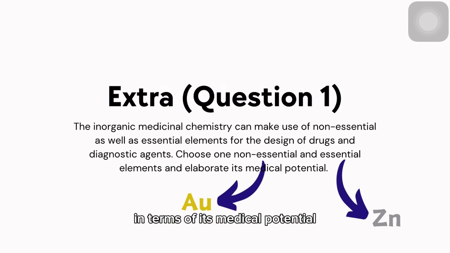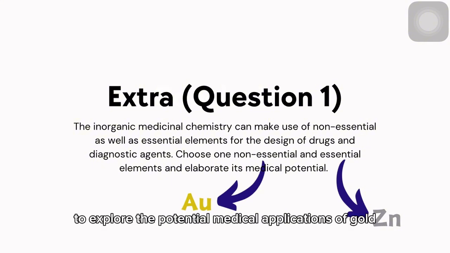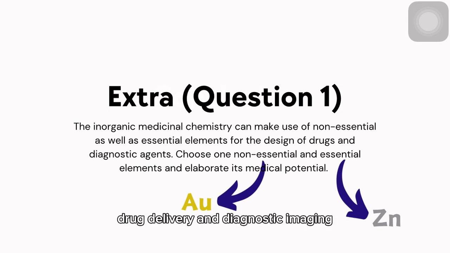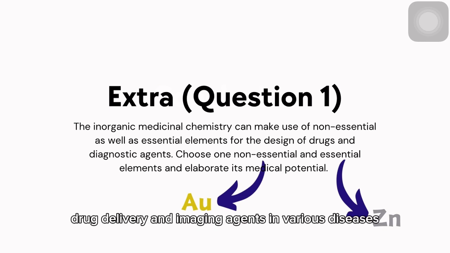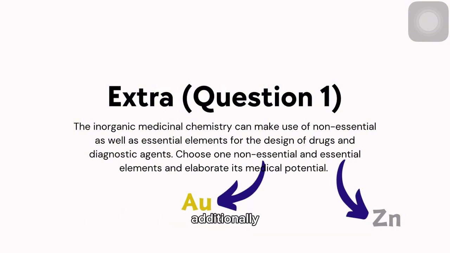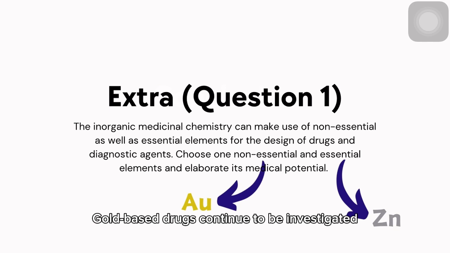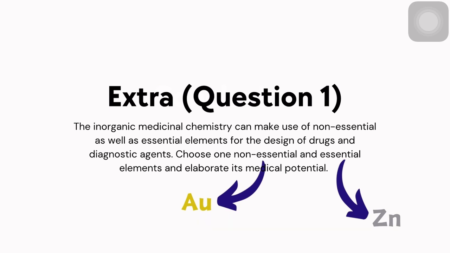In terms of its medical potential, apart from rheumatoid arthritis, research is ongoing to explore the potential medical applications of gold nanoparticles in areas such as cancer therapy, drug delivery, and diagnostic imaging. Gold nanoparticles have unique properties that make them promising candidates for targeted drug delivery and imaging agents in various diseases. Additionally, gold-based drugs continue to be investigated for their potential in treating other autoimmune diseases and conditions involving inflammation.